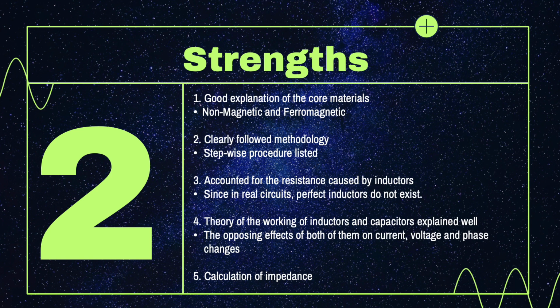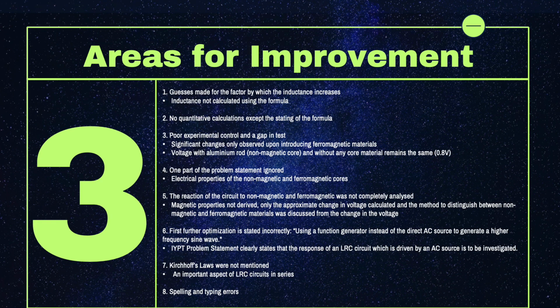Now we come to the areas for improvement. The areas for improvement are as follows. First of all, certain guesses were made for the factor by which the inductance will increase. Even though the formula to calculate the inductance and the change in inductance was derived and mentioned, it was never actually used to calculate the values. Instead, only vague estimations were predicted, which may lead to inaccurate conclusions.